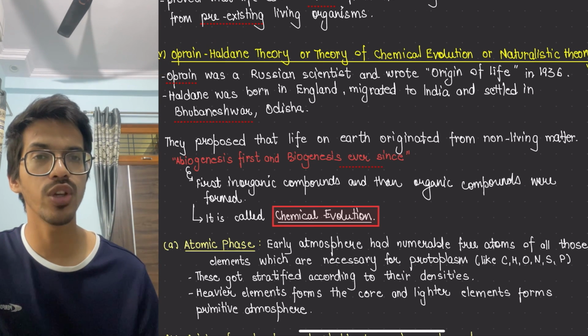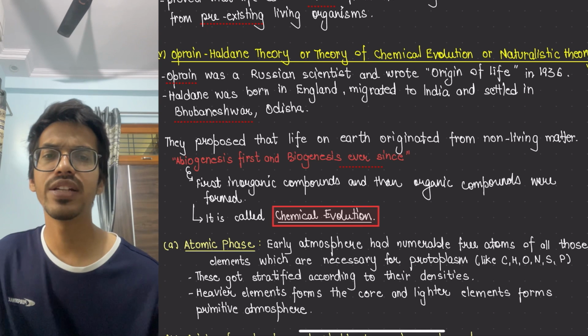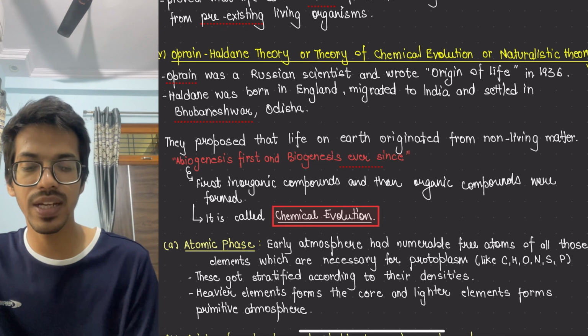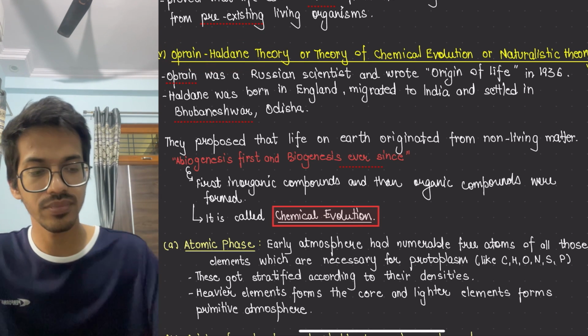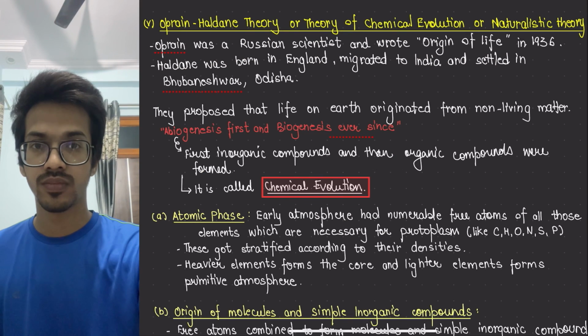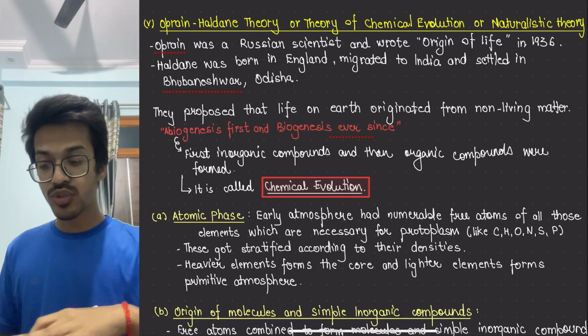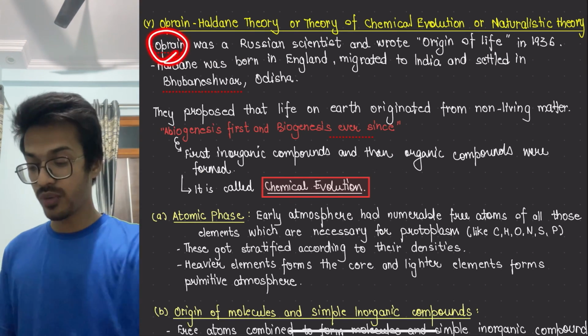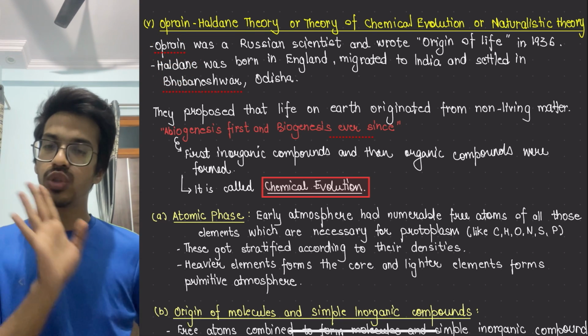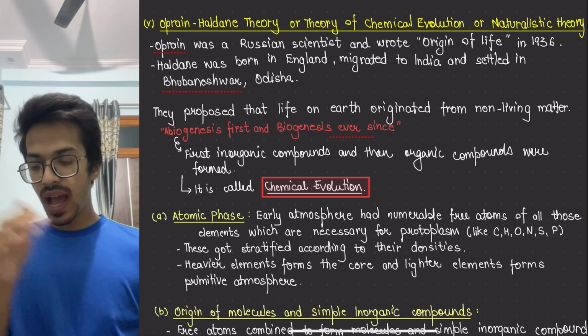The next thing, the last very important theory which you have to remember, is the theory of chemical evolution, or naturalistic theory, or Oparin-Haldane theory. In this story, first of all, two names were there. One is Oparin, one is Haldane. So you have to remember OR and HE.